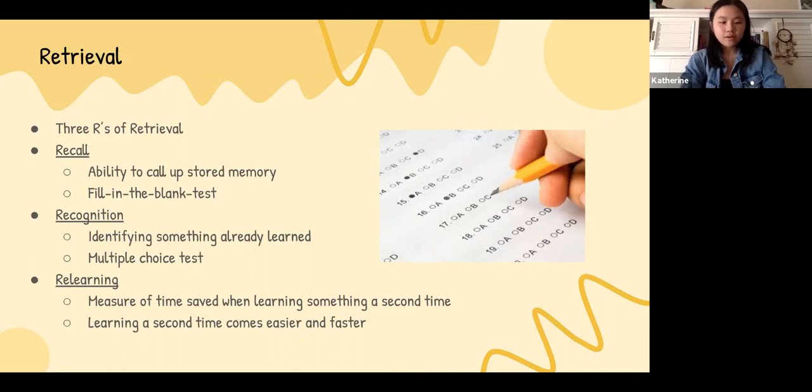And then we have recognition. This is identifying something already learned. It is in your memory, and you should be able to recognize the different questions. In a multiple choice test, whichever one fits best, you can recognize that one. So that is recognition. And then we have relearning. This is the measure of time saved when learning something a second time. And learning a second time does come easier and faster.